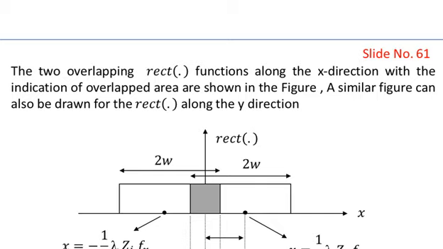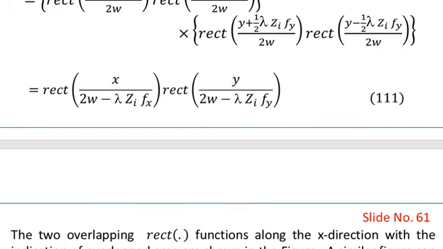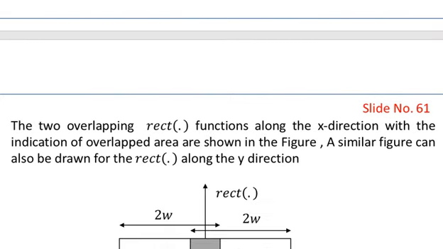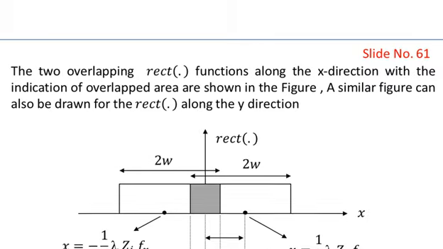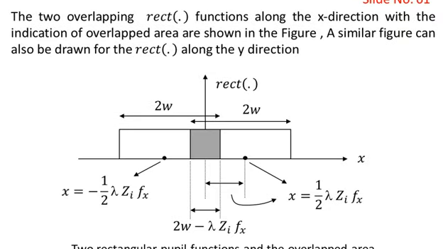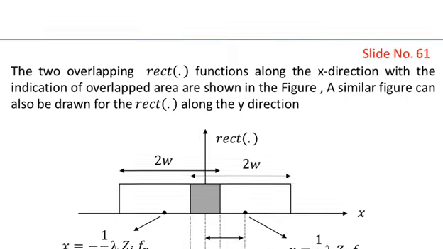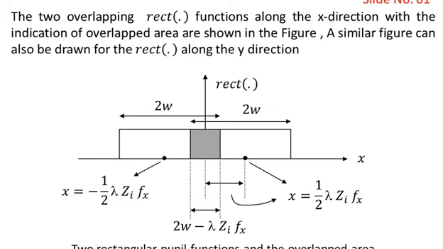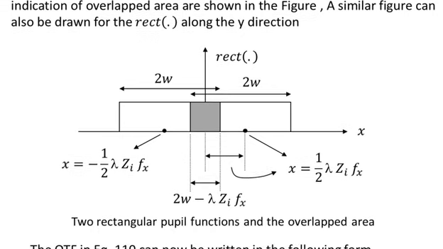The two overlapping rect functions, of course, have some area which is overlapping. And we show the overlapping area in this diagram. In this diagram we have drawn these in one dimensional form. Here these are two dimensional, but we have shown only one dimensional rect functions, so we can simply explain the one dimensional figure. So look at this figure.